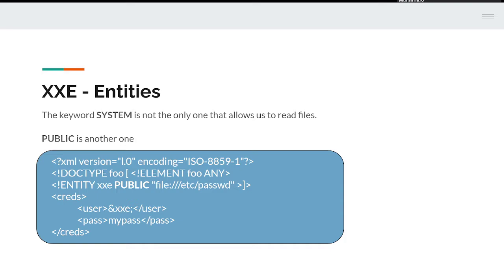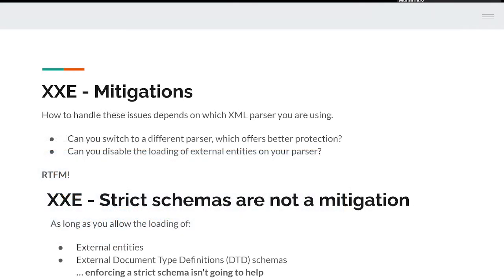Okay, but system is not the only external entity you can use. Public is one more. You see pretty much the same example here using the public entity, and the output is going to be pretty much the same as before. And I think that's about it when it comes to injections. I think the next one should be how to mitigate and how to fix it.